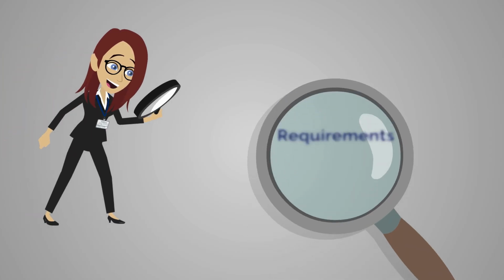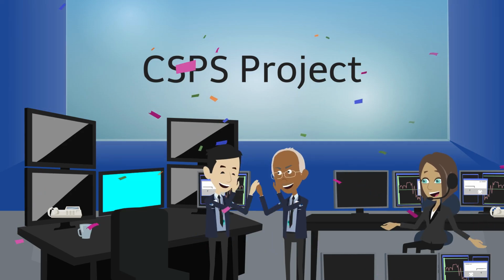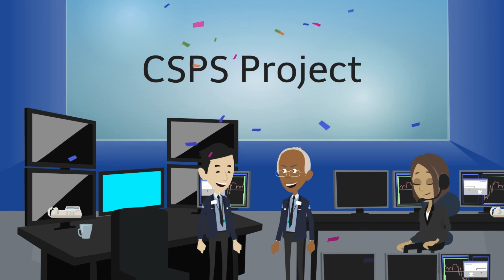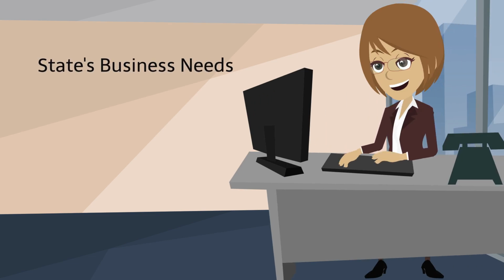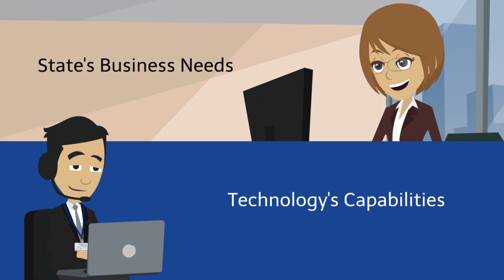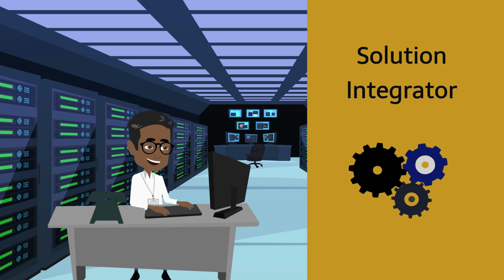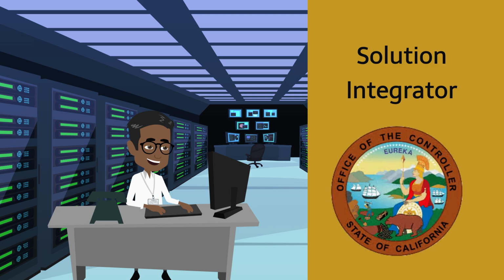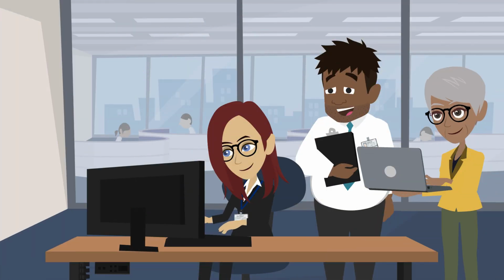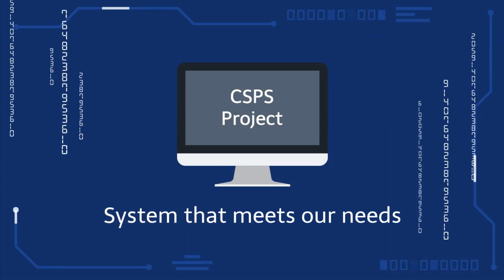Now that we've identified what requirements are, let's identify why they're needed. Well-defined requirements are necessary for a successful system implementation. Requirements provide a translation between the state's business needs and the technology's capabilities. The solution integrator, or SI, is the vendor providing and implementing the system. The SI utilizes requirements to ensure the system they provide is viable to the state. Requirements allow the project team to validate that the system will do what is needed to meet the state's laws, policies, and processes to ensure we have a system that meets our needs.